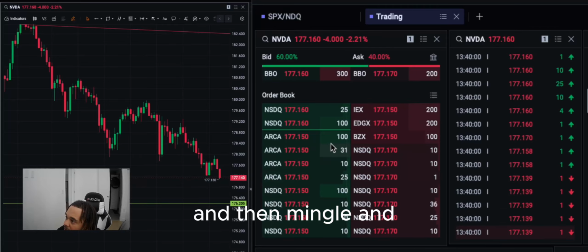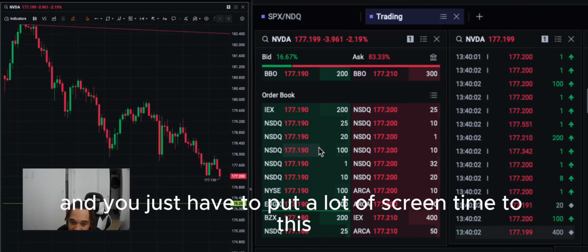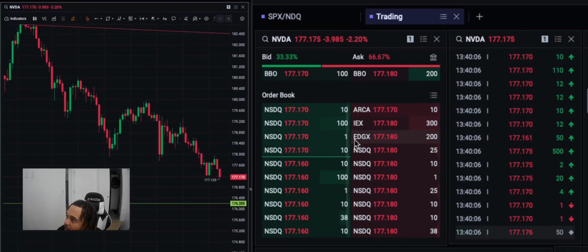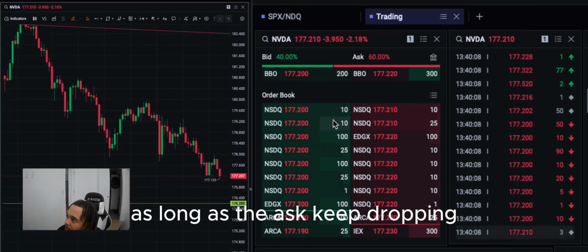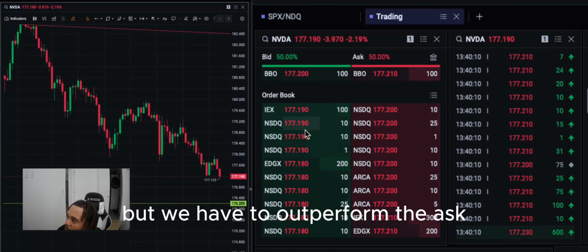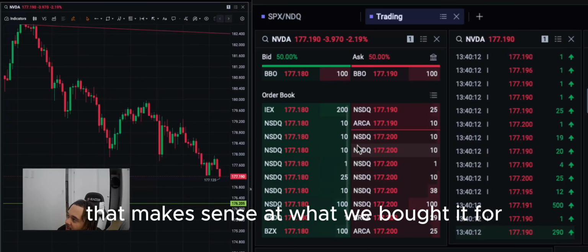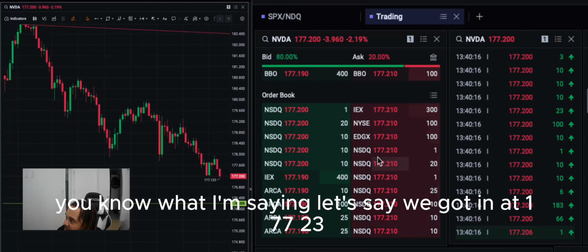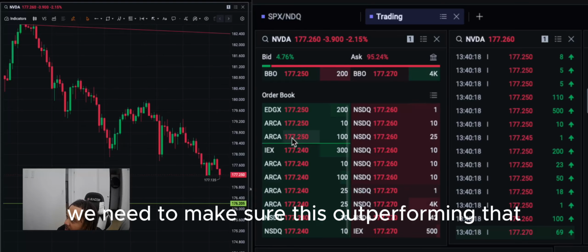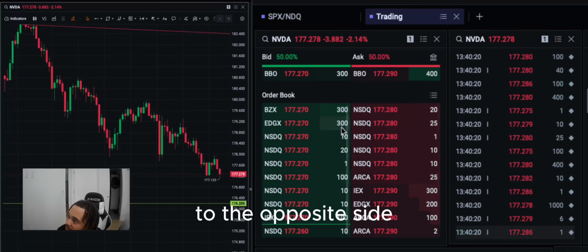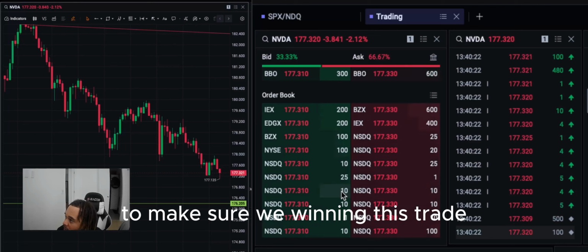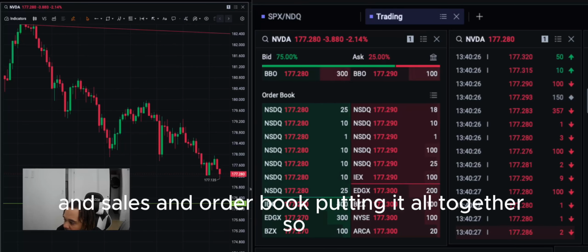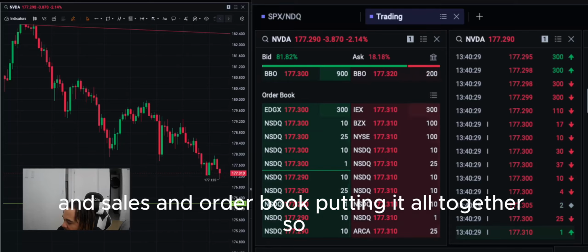And then bingo, and you just have to put a lot of screen time to this, as right now we're holding under 177.23, and as long as the ask keeps dropping, the bid will meet with the ask, but we have to outperform the ask, if that makes sense, at what we bought it for. You know what I'm saying? Let's say we got in at 177.23. We need to make sure this is outperforming that to the opposite side to make sure we're winning this trade. And that's just kind of how you read time and sales and order book and putting it all together.